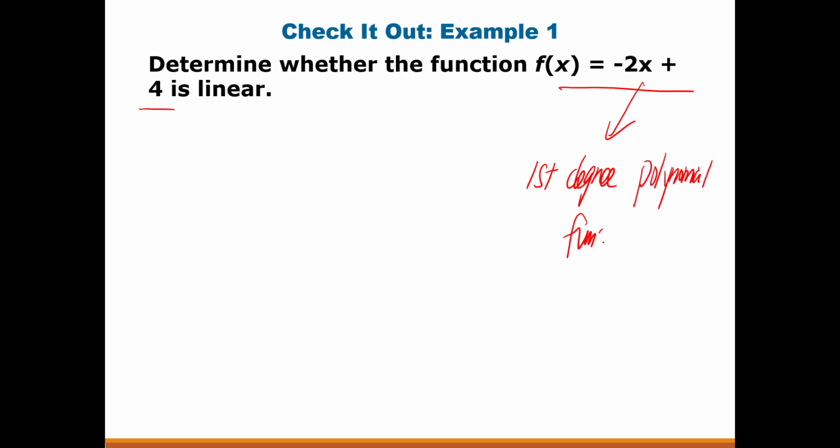If you look at the next one, f of x equal to minus 2x plus 4. The power here is 1, right? So it is a first-degree polynomial function. We call this a linear function. So the power of x determines the outcome.